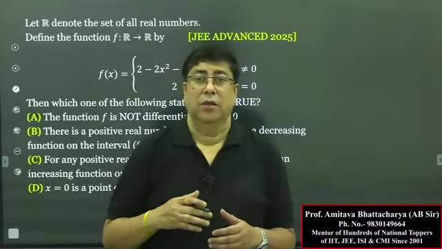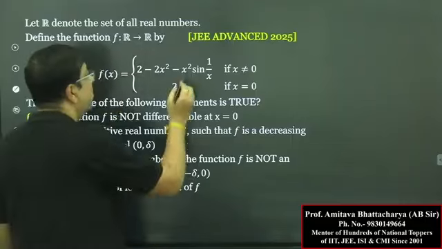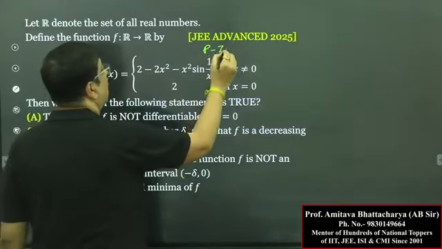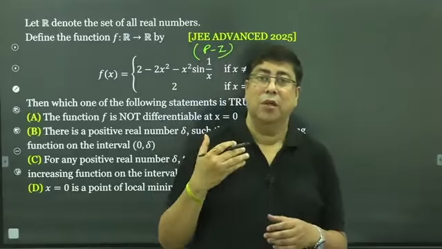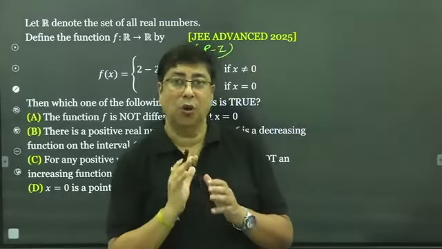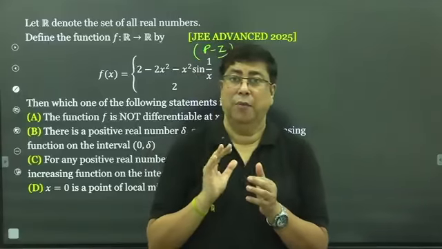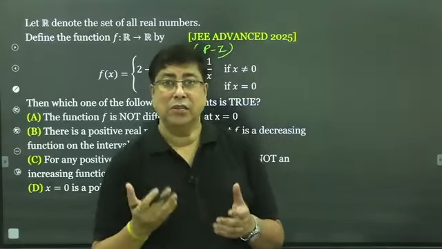Hello everyone. This is one controversial sum which is given in JEE Advanced paper 1. It is from continuity and differentiability, moreover from differential calculus. Actually it is not a controversial sum, but to solve this sum we need profound knowledge of differential calculus and mainly differentiability.